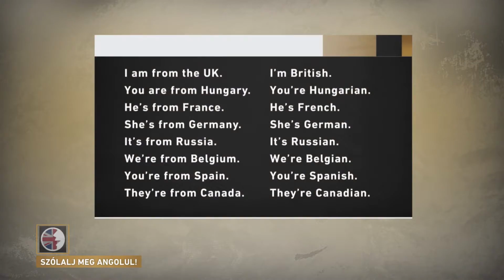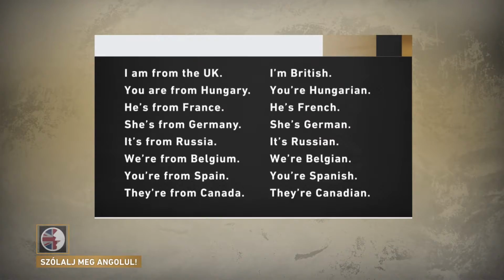Now, let's make sentences about countries and nationalities. I am from the UK. I'm British. You are from Hungary. You're Hungarian. He's from France. He's French. She's from Germany. She's German. It's from Russia. It's Russian. We're from Belgium. We're Belgian. You're from Spain. You're Spanish.